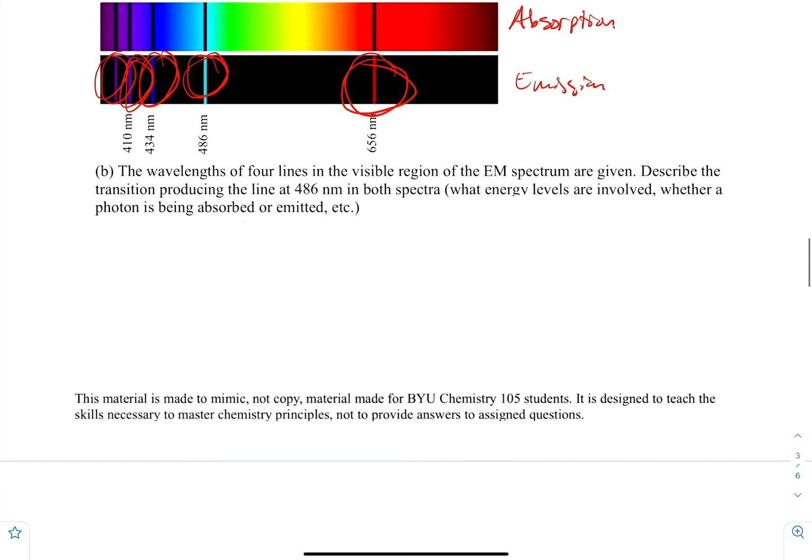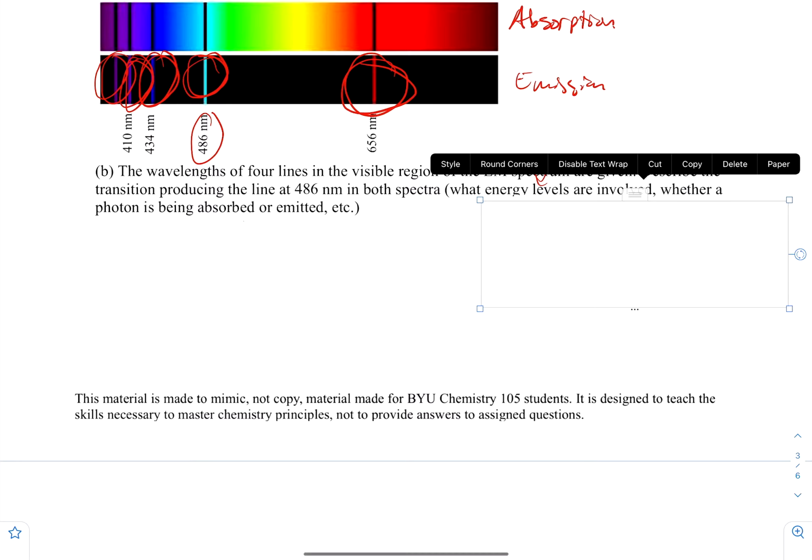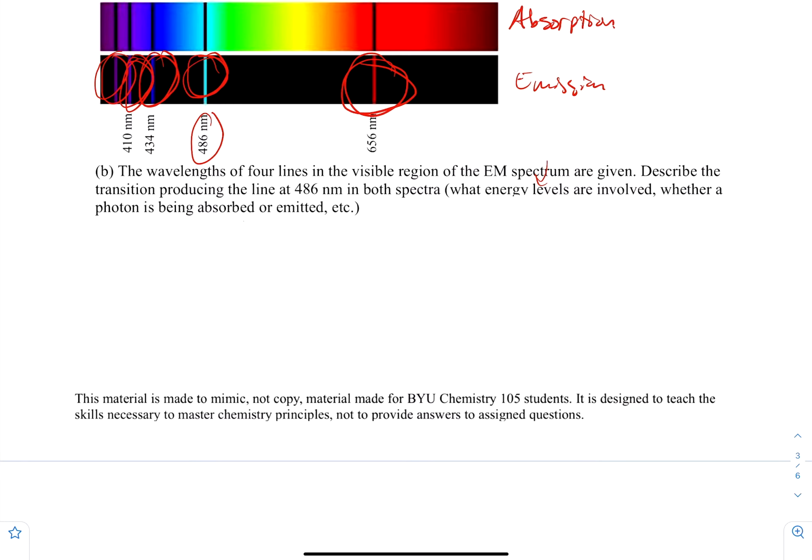So anyway, part B says the wavelengths of the 4 lines in the visible region of the electromagnetic spectrum are given. Describe the transition producing the line at 486 nanometers in both spectra. What energy levels are involved? We'll get to that in a second. Whether a photon is being absorbed or emitted. Okay, now we know that a photon has to be emitted right there. Otherwise, we wouldn't see it. There wouldn't be that line right there, okay?